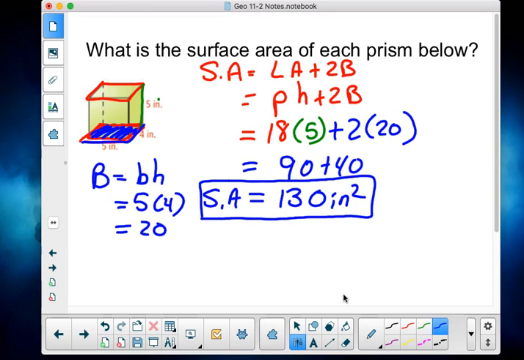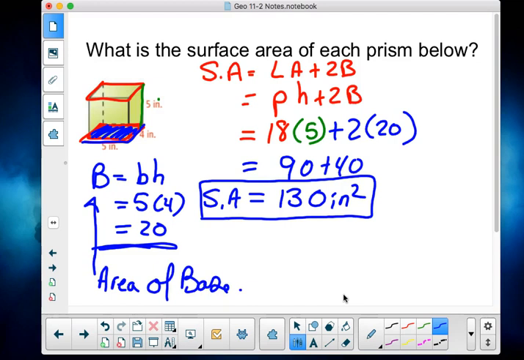Okay, so that's my surface area. This is how I got my base. And remember, the big B is the area of the base. How did I decide on the formula? I looked at my note sheet from chapter 10A and B, found the shapes formula on that, and used it.